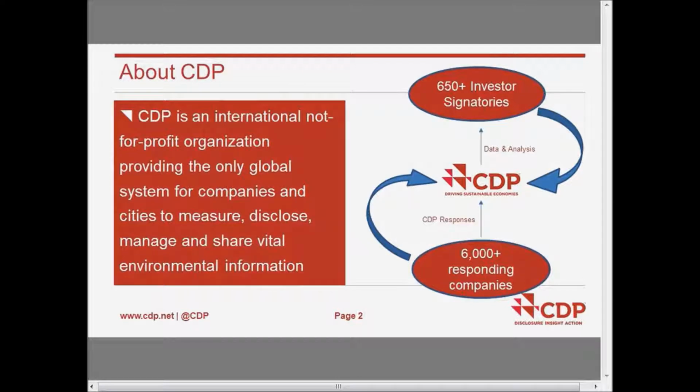In practice, what this means is that over 650 investors representing $87 trillion in assets have become signatories to CDP. We work on behalf of these major investor groups to collect data from companies through annual thematic questionnaires, then provide it back to them in a standardized, usable way. This enables investors to engage with a large group of companies on environmental issues through one source.